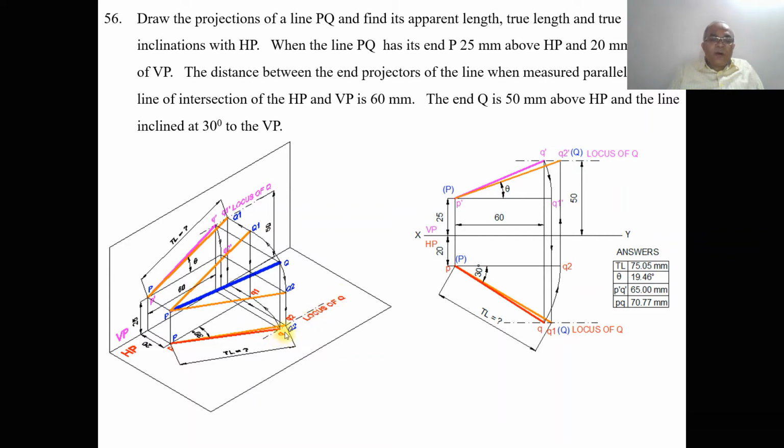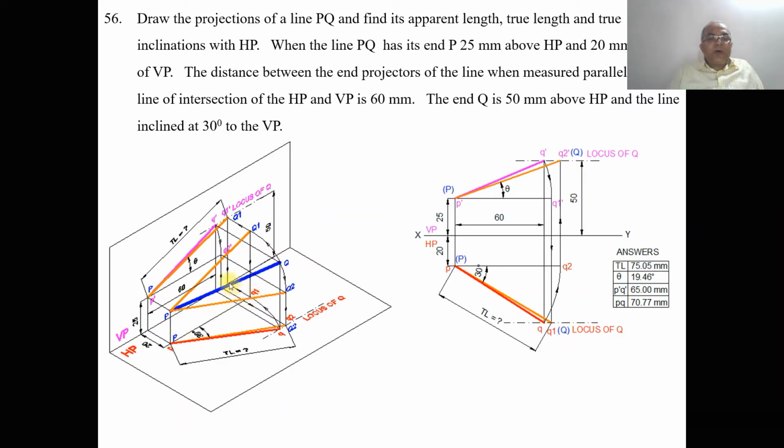So you're going to get small q. Then join P to Q with the dark line. So now we got the top view also. But to find out the front view true length, with P as center, taking the radius of PQ, you draw an arc such that both P and Q1 will be in front of VP by 20 mm. So now PQ1 is the line which is parallel to VP.